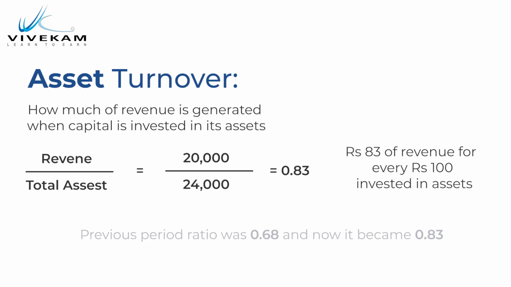If in the previous period this ratio was 0.68 and now it became 0.83, company A has improved its asset utilization in the latest period.